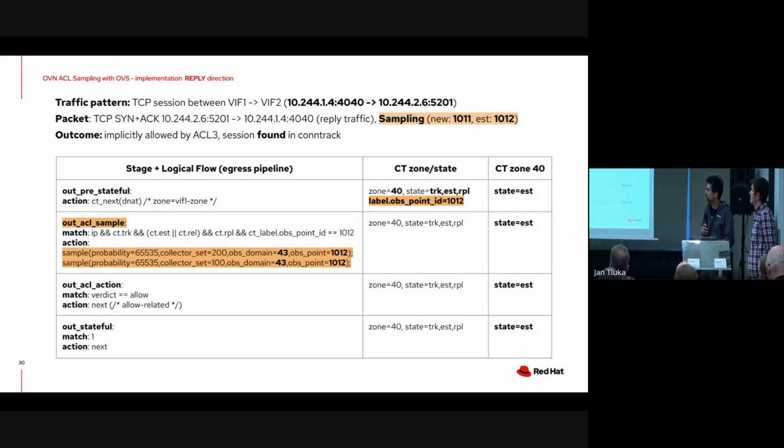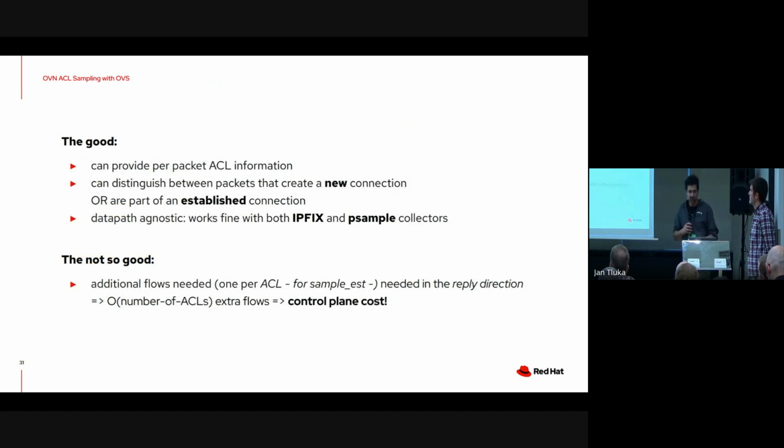That's just for completeness. Okay, so what's good about this? We get per packet ACL information. We can distinguish between packets that create new connections and packets that are part of existing, established connections. It's data path agnostic. It works with IPFix, and it also works with psample. That's supported by OVS 3.4. The not so good is we had to add additional flows for the reply traffic to explicitly match on the label value because, well, because we had to, and that creates a control plane cost.